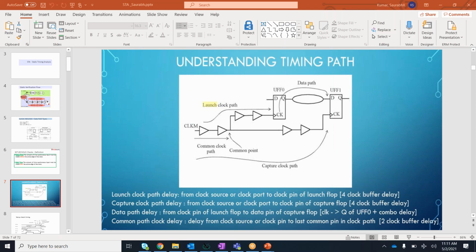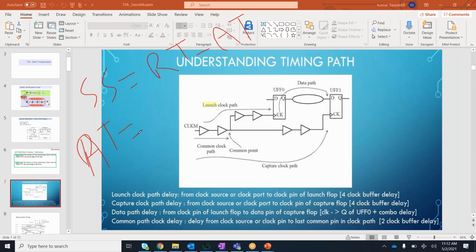So as per our understanding, if we take this circuit, setup slack, what is setup slack? Required time minus arrival time, correct? So now we will understand what is arrival time. Arrival time is nothing but the time taken by the data to reach the D pin of the capture flip-flop, right?